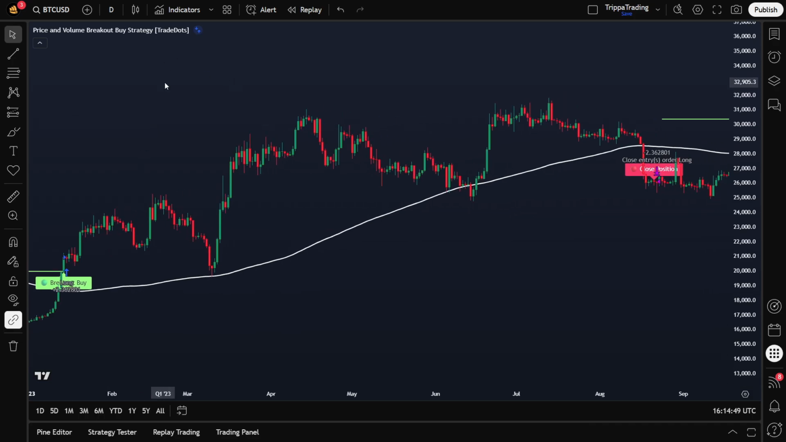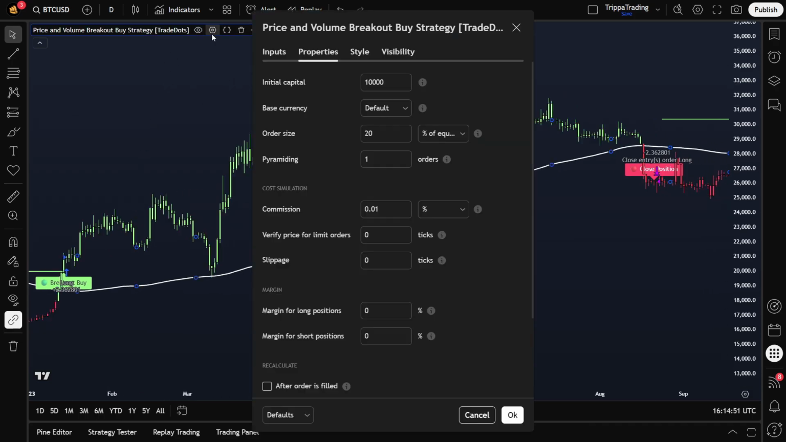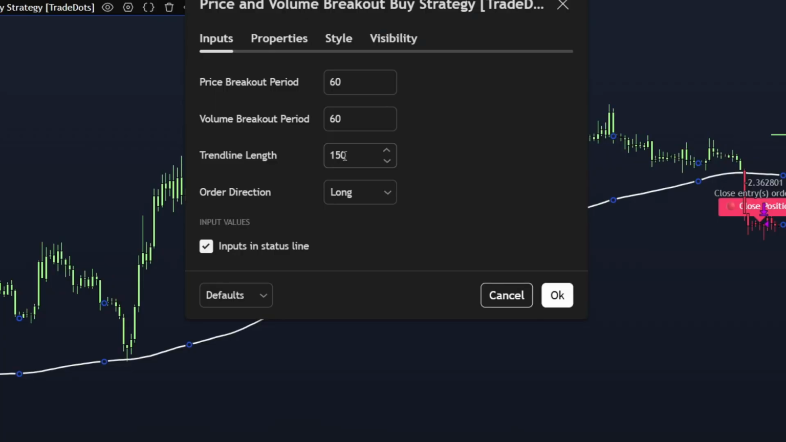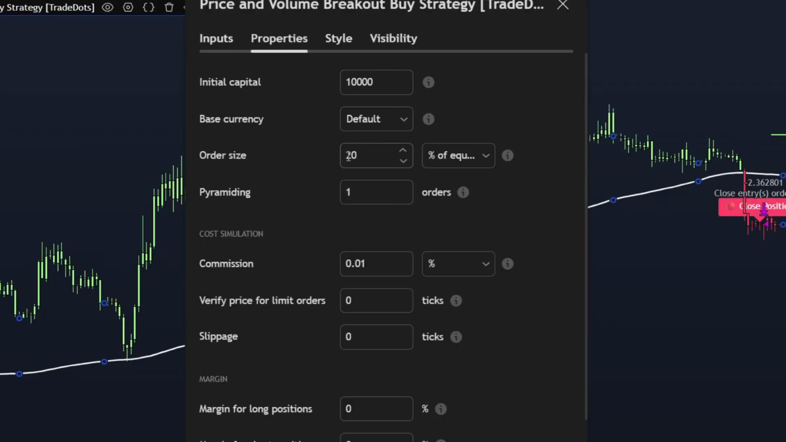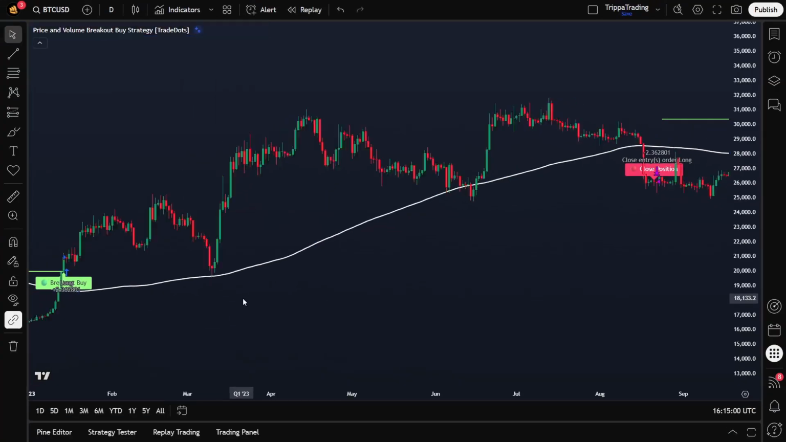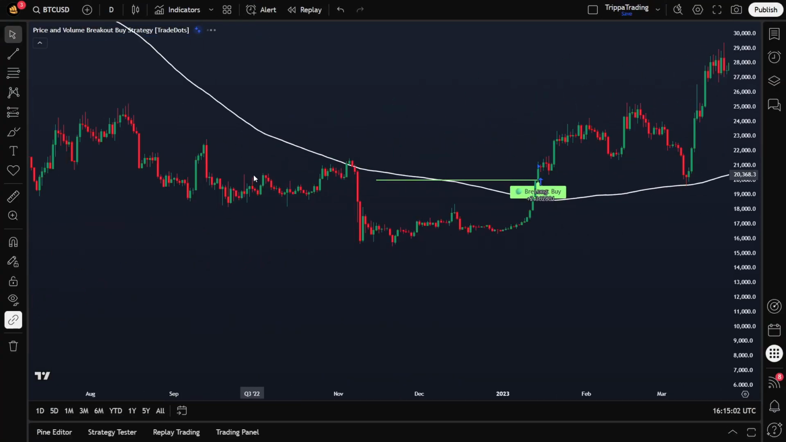To improve performance, open the settings and set the trend line length to 150. Change the risk per position to 20%. With these adjustments, the win rate goes up to around 85% on the daily time frame, and the drawdown stays relatively low. That's a very high win rate for a breakout system.